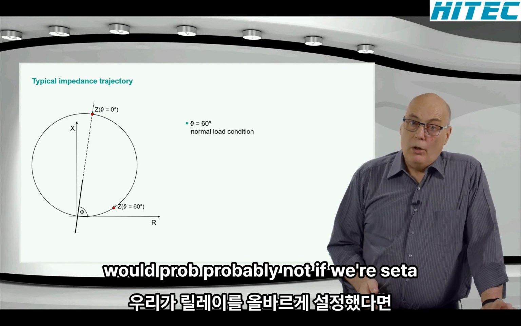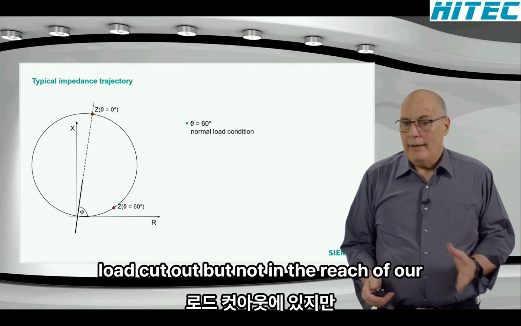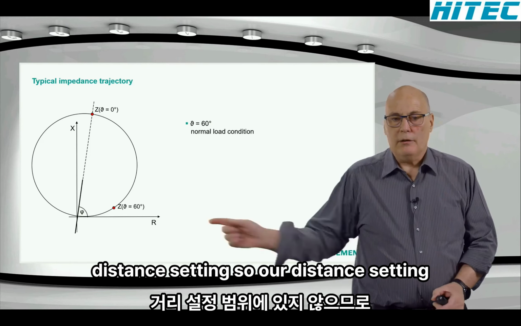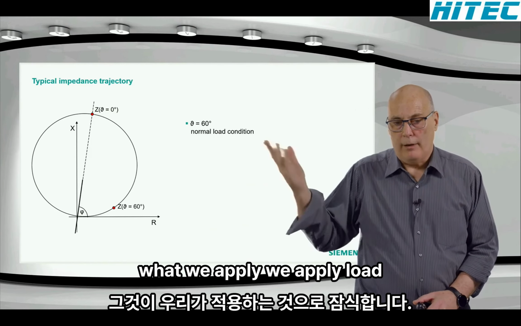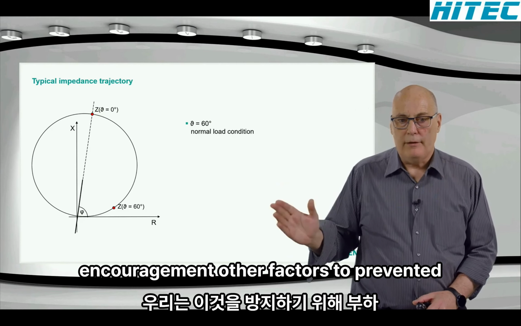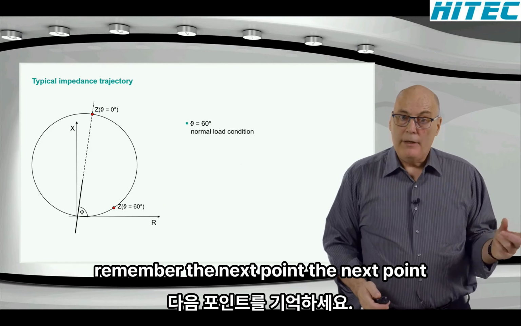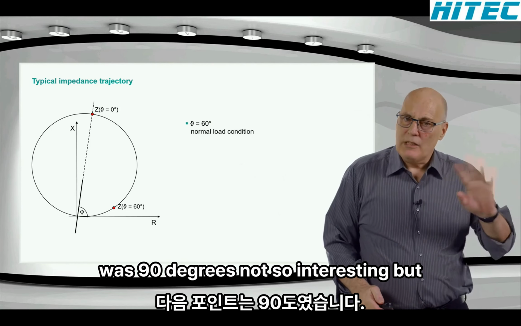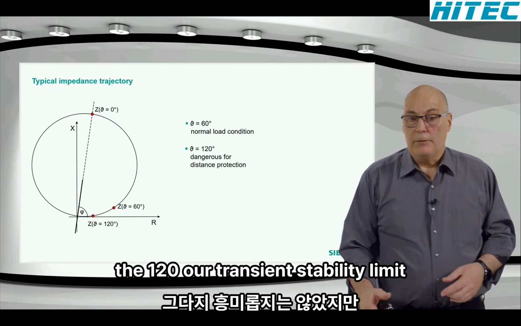If we set our relay correctly, it will be either in the load cutout, but not in the reach of our distance setting. So our distance setting should not encroach into that. That's what we apply. We apply load encroachment, other factors to prevent the distance relay from seeing this inside its characteristic. Remember the next point was the 90 degrees, not so interesting, but the 120, our transient stability limit.